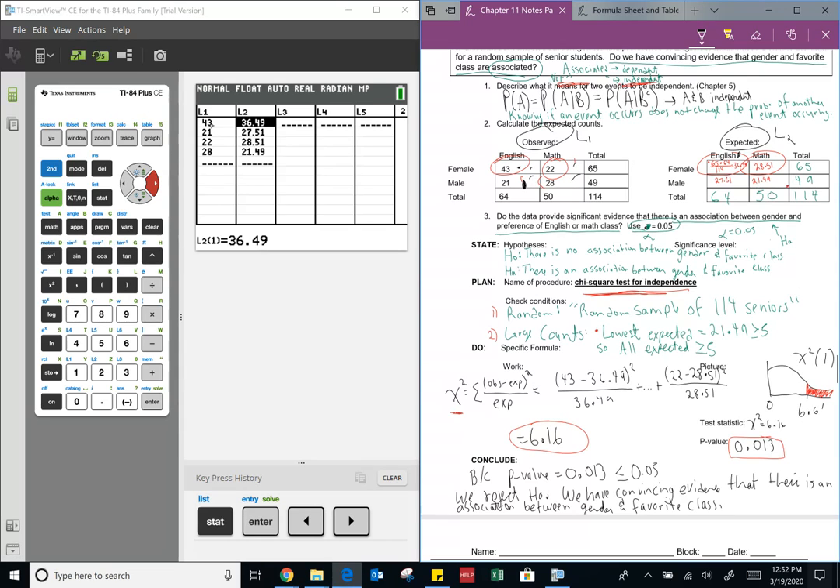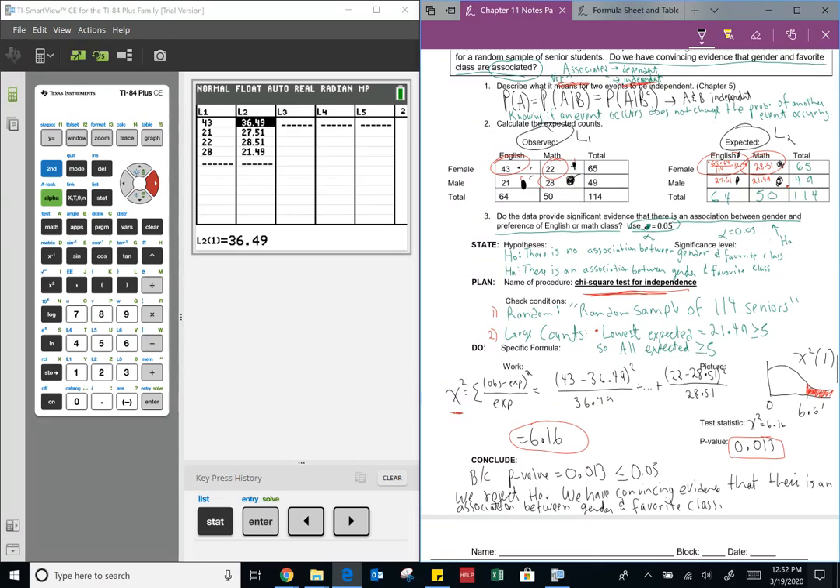21 is what I observed right there. And so I need to have 27.51 next to it. Then we go to 22. We need to have 28.51 next to it. And finally, this 28 right here needs to have the 21.49 next to it.